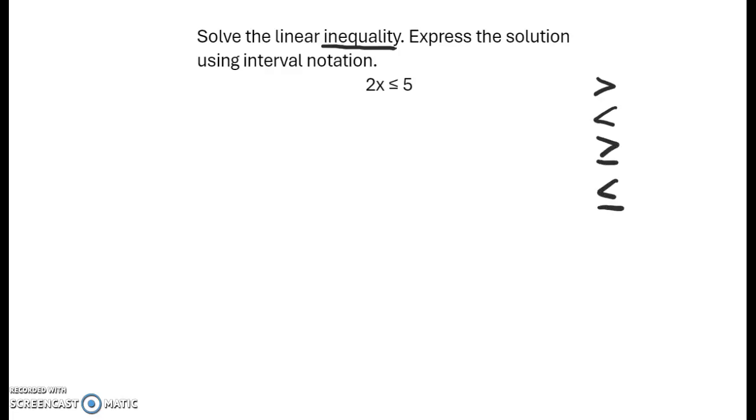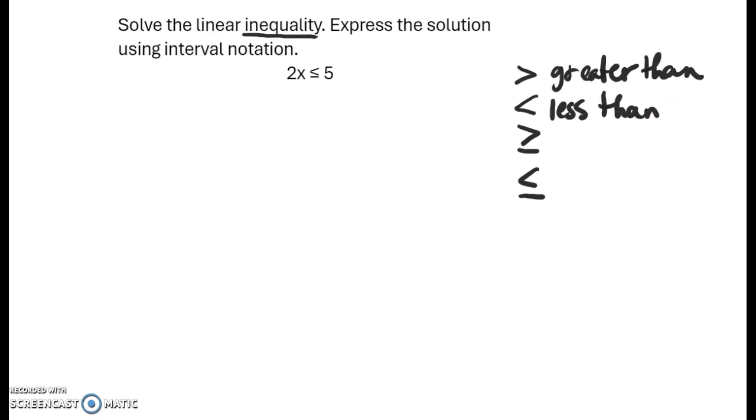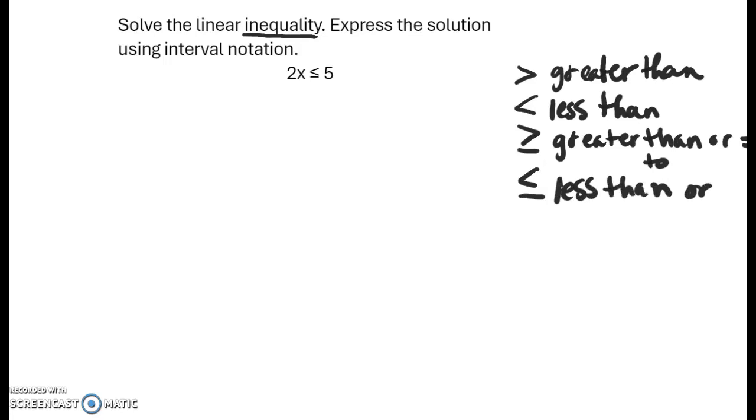One of these four symbols. This symbol is the greater than symbol. And this symbol is the less than symbol. This symbol is the greater than symbol with a half of an equal sign, so it's called the greater than or equal to symbol. And this is the less than symbol with a half of an equal sign, so it's called the less than or equal to.